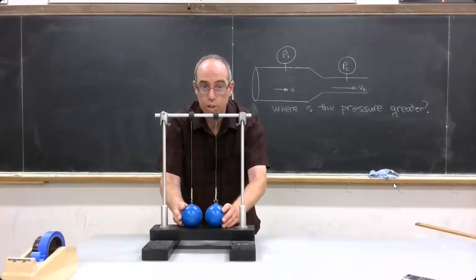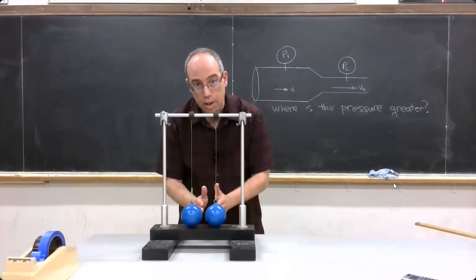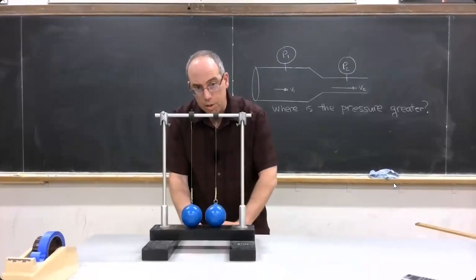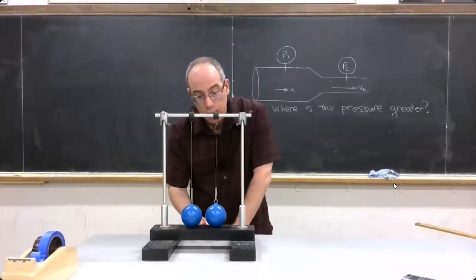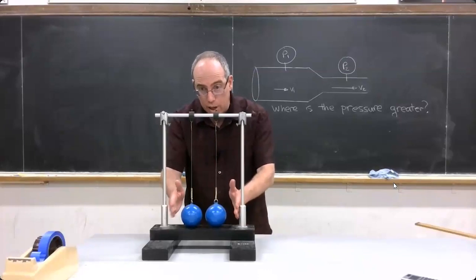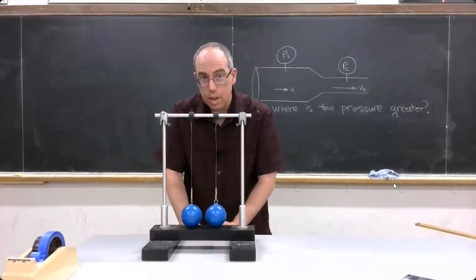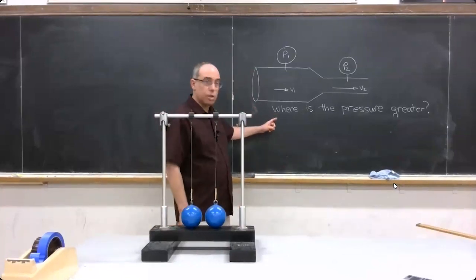Okay, so we saw that when I blew air between the spheres, they came together. That tells us that the moving air between the spheres had lower pressure than the still air outside the spheres. So let's come back to the original question. Where is the pressure greater?